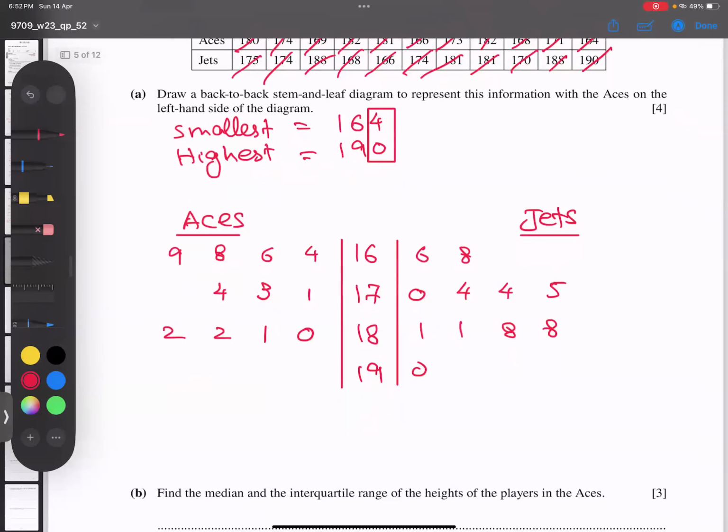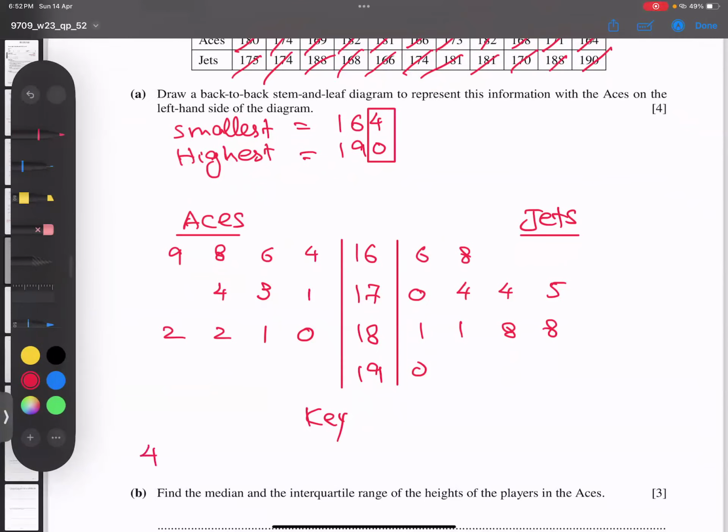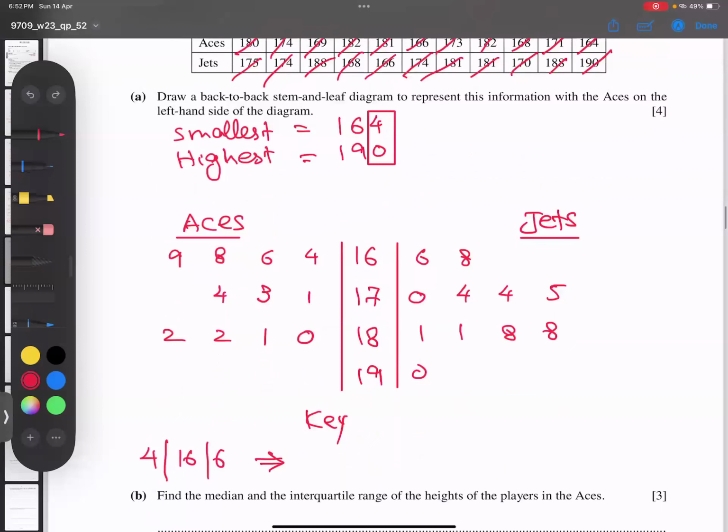And whenever you write the key, keep in mind you can take any value from here. For example, I take this one. 16 | 4 means 164 for aces. So what is that? Centimeters. 164 centimeters. It's called height actually. Centimeters for aces.